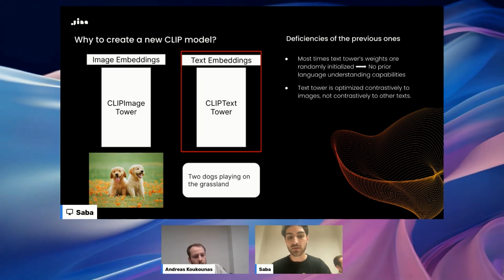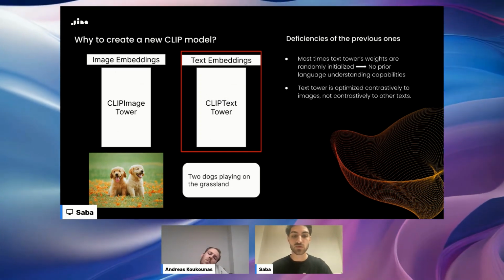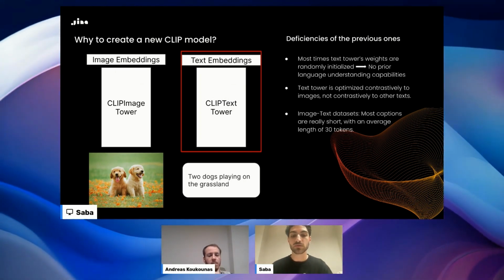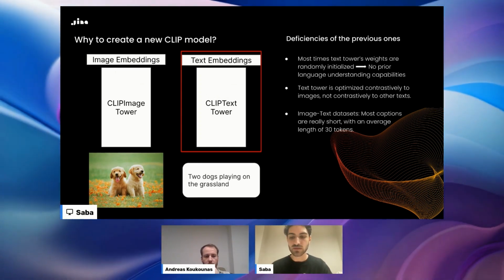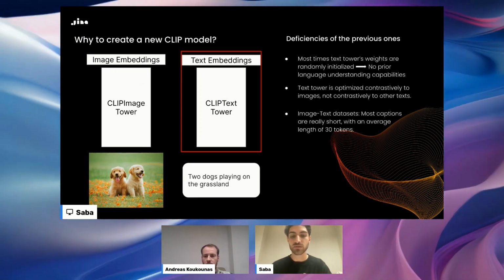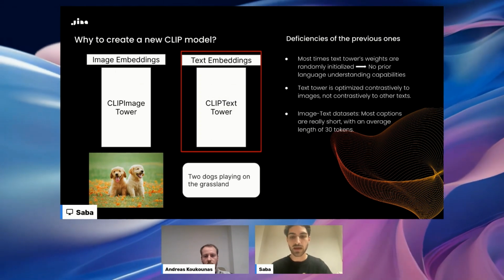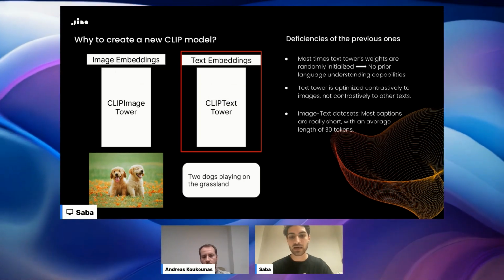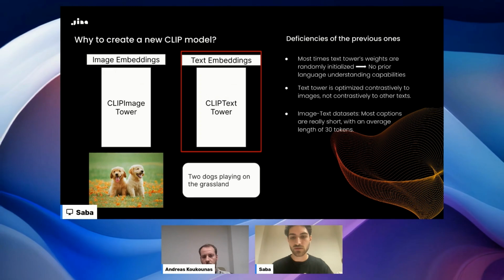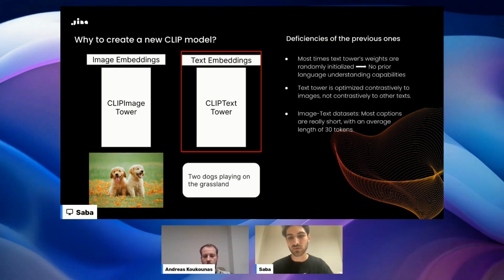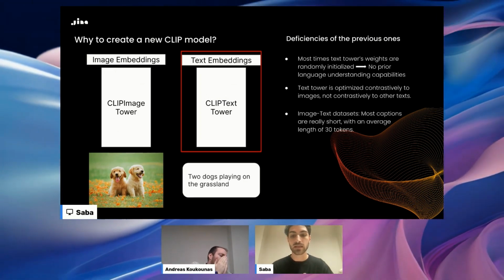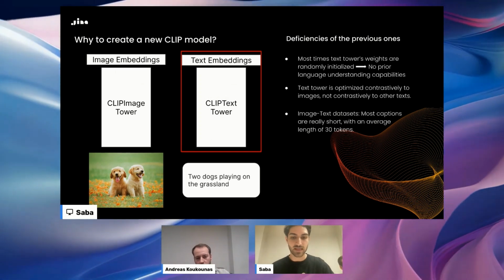Also, the text tower is optimized contrastively to images only and not to other texts, right? Another issue is that most of the existing image-text datasets contain captions of the images, but these captions are usually very short. You can imagine that when you train the text encoder and only pass very short captions, then this encoder cannot generalize to longer text, and it's also difficult to represent and understand the language with only short text captions.